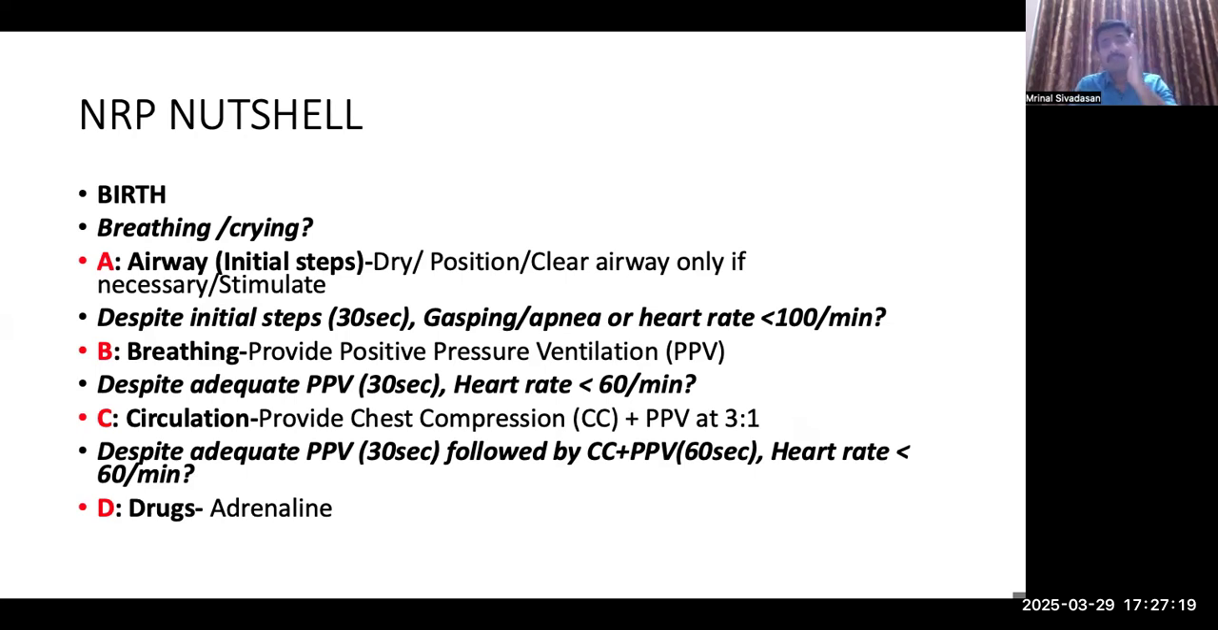After the initial steps, if the baby is not breathing, or is gasping, or if the heart rate is less than 100, then you go for the second step, positive pressure ventilation, or giving breathing. After 30 seconds of effective ventilation, if the heart rate is still less than 60 per minute, then you give chest compression, along with positive pressure ventilation at a ratio of 3:1 for around 60 seconds. After 60 seconds of chest compression with positive pressure ventilation, if the heart rate is still less than 60 per minute, then you give adrenaline. That is the fourth step.